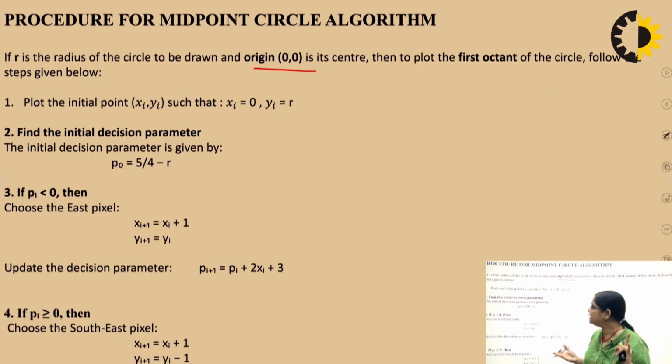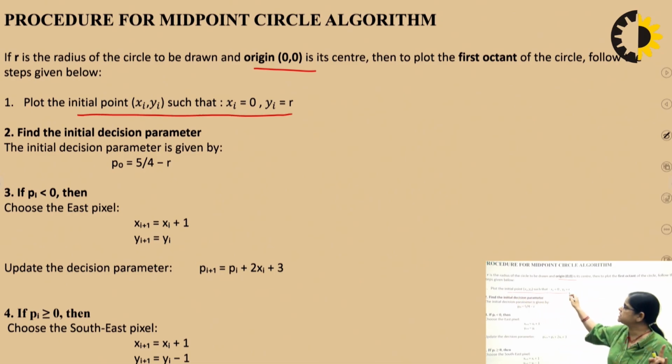So for that, I am plotting the initial point xi, yi at the ith position, where the initial point we are taking is 0, 0.